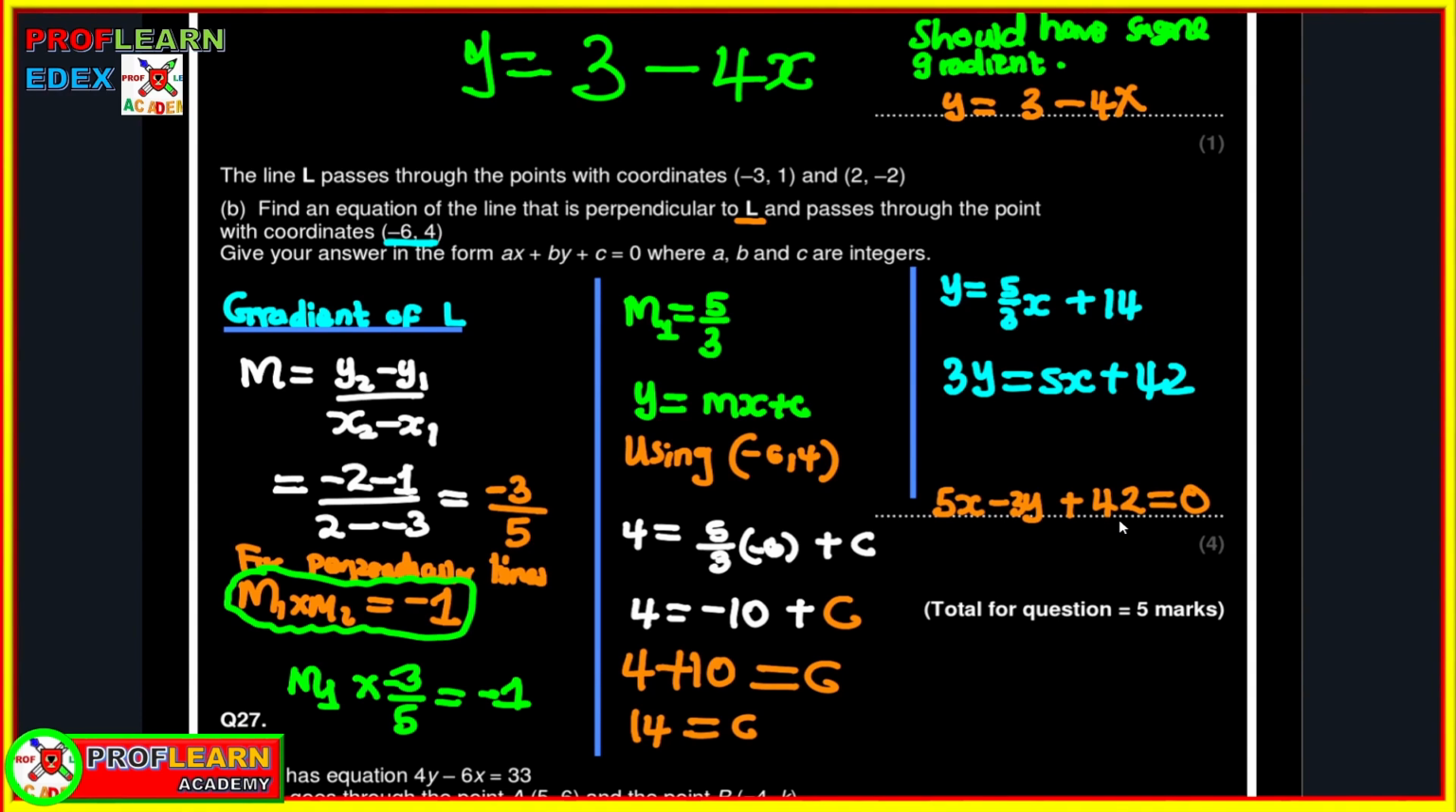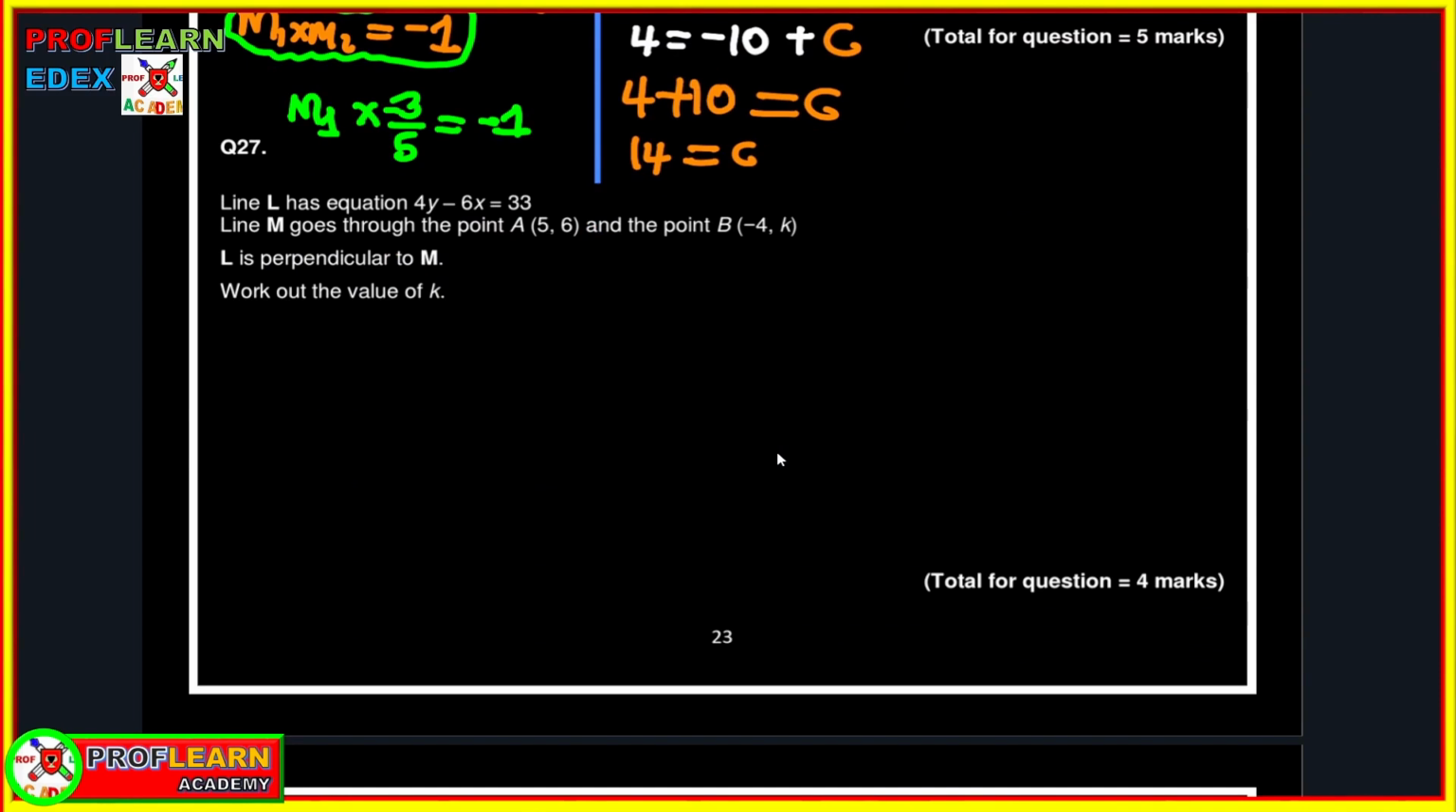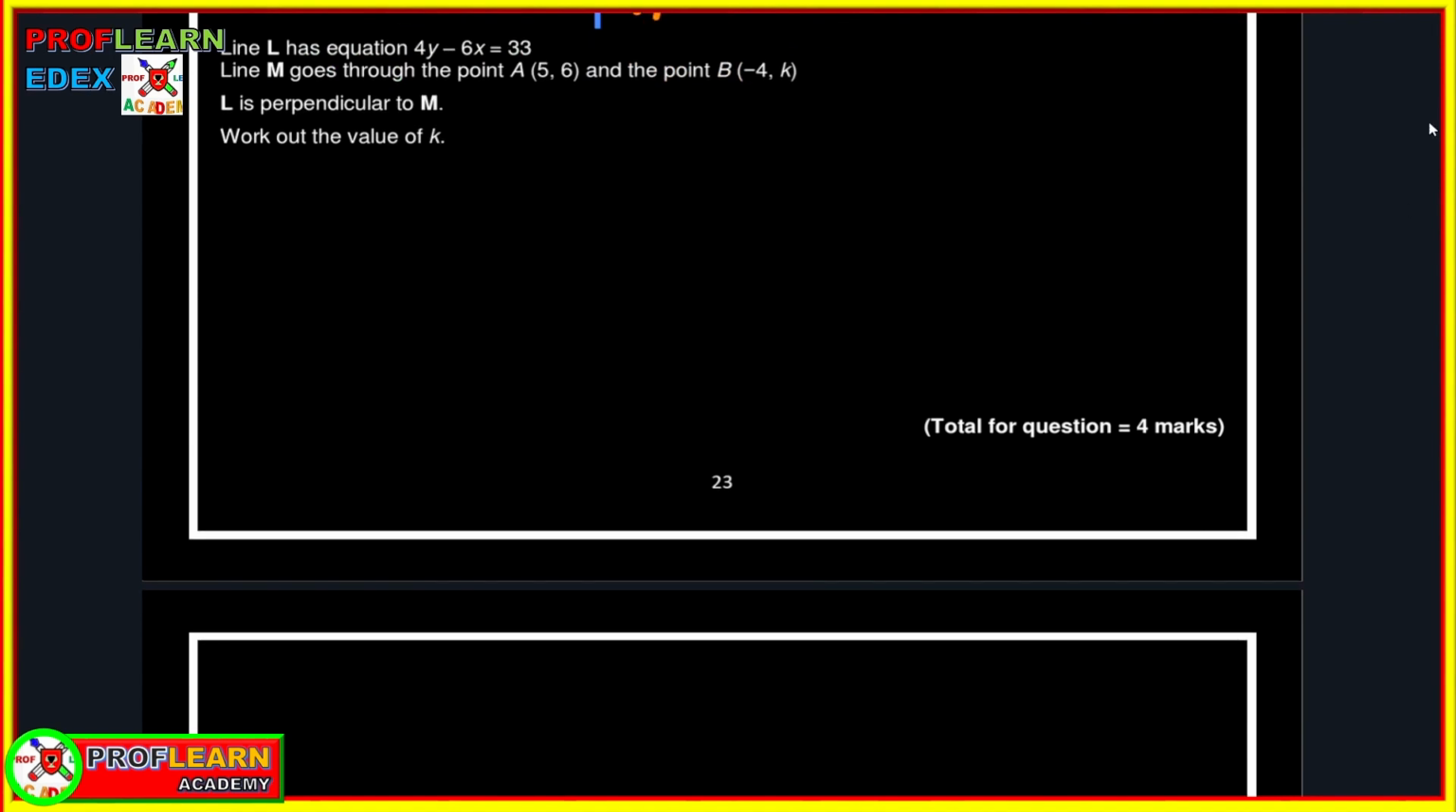Moving to question number 27. We are told that the line L has the equation y minus 6x equals 33. Line M goes through the point this and the point this. L is perpendicular to M. So from the first equation L, we are going to write it in the form y equals mx plus c, so that we can get the gradient of that particular line.